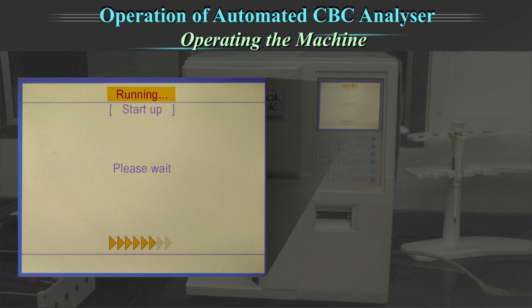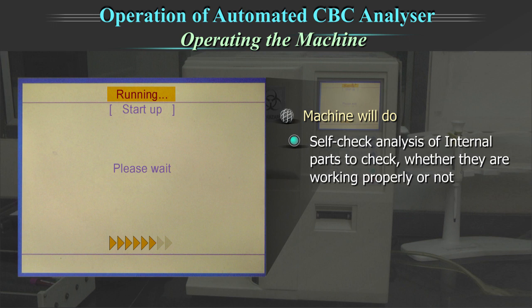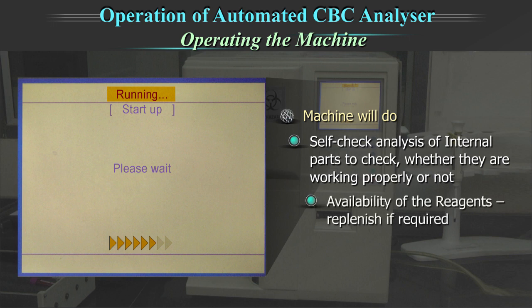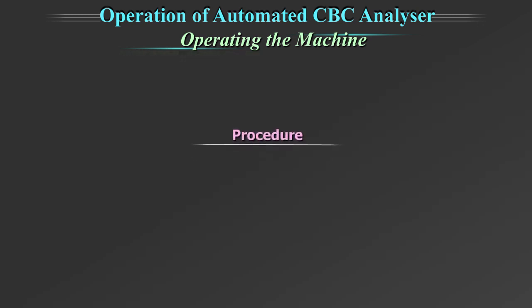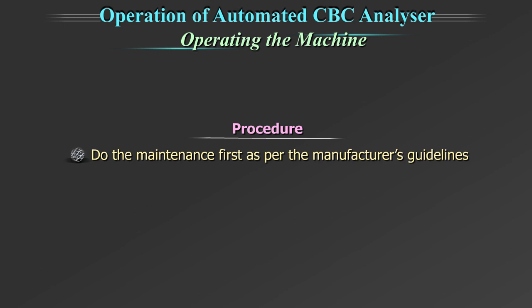In the startup process, the machine will do a self-check analysis of internal parts to check whether they are working properly or not. Check availability of the reagents, replenish if required, and the scheduled maintenance procedure. Do the maintenance first as per the manufacturer's guideline.